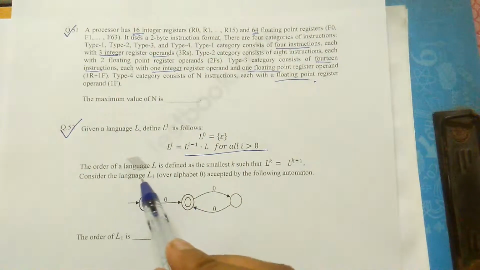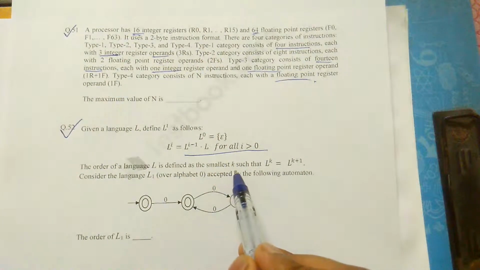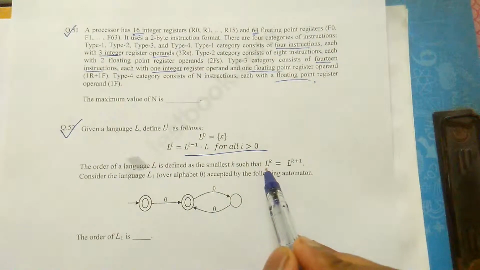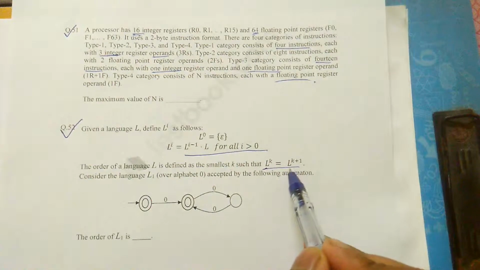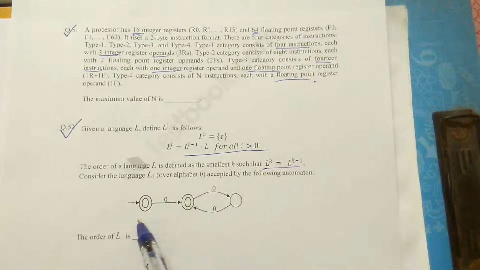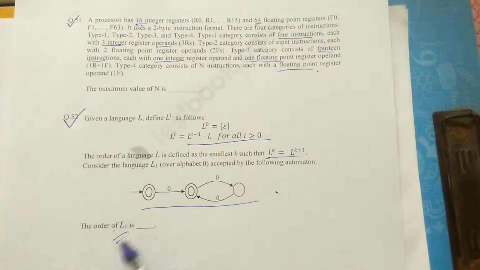The order of language L is defined as the smallest k such that L to the power k equals L to the power k plus 1. Consider the following language L1. This is a language L1 and they want to know what is the order of L1.